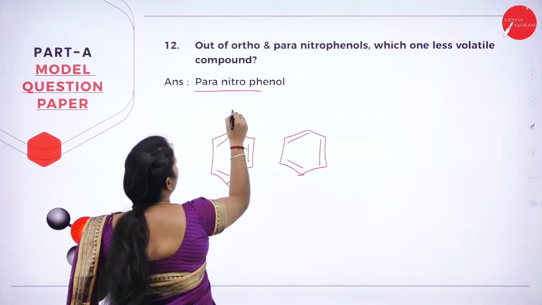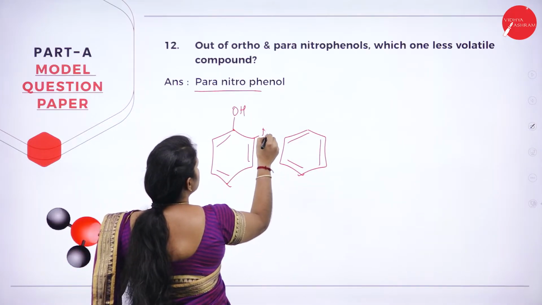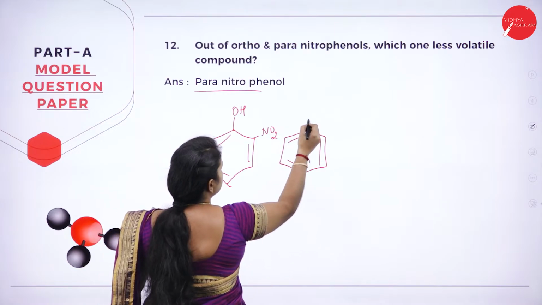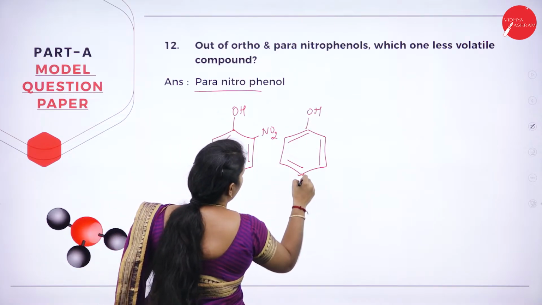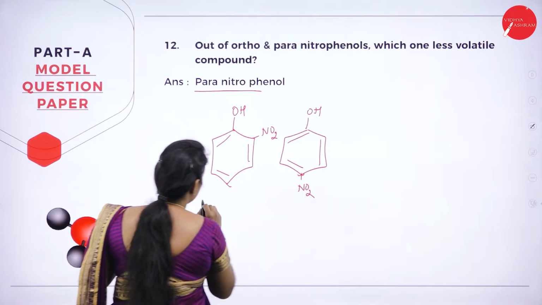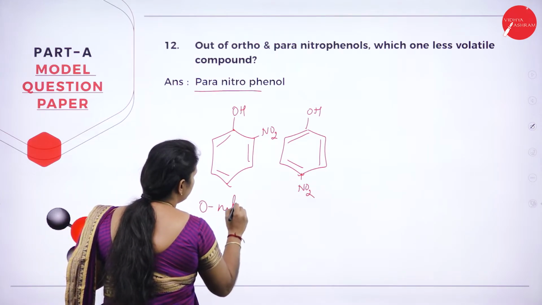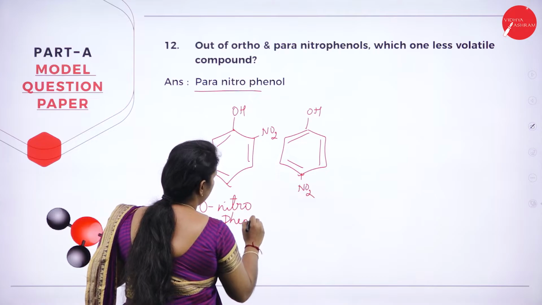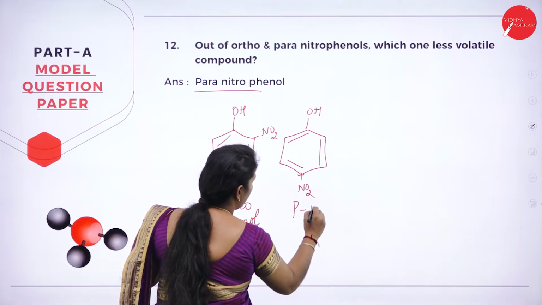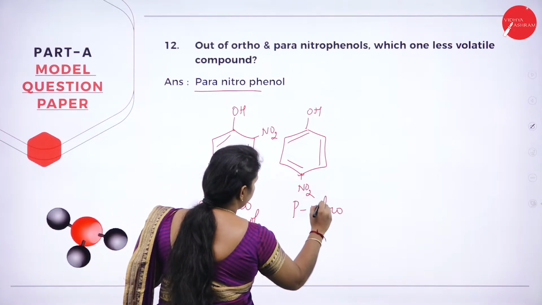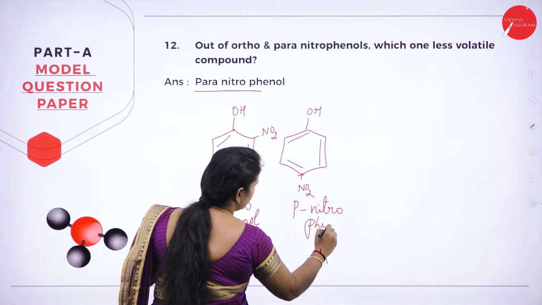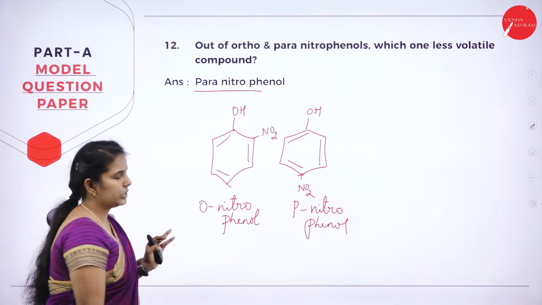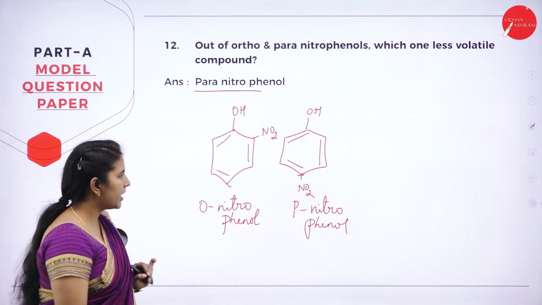So, we have OH and NO2, and again OH and NO2. This is orthonitrophenol. This is paranitrophenol. This is the structure of orthonitrophenol and paranitrophenol.